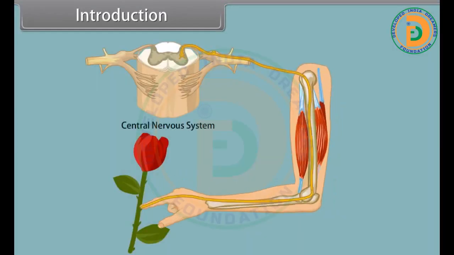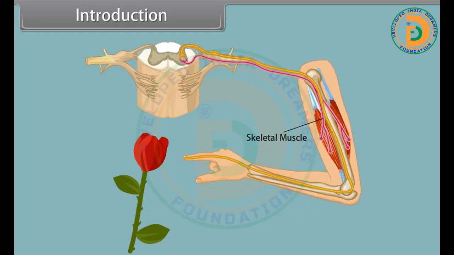When he touches the stem of the flower, the thorn on it pinches him and sensors detect stimuli present below the skin, and this stimuli passes to the central nervous system, and in response, the skeletal muscles contract and he withdraws his hand. So, throughout this module, we learn neural control and coordination.